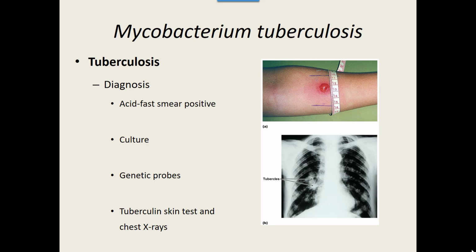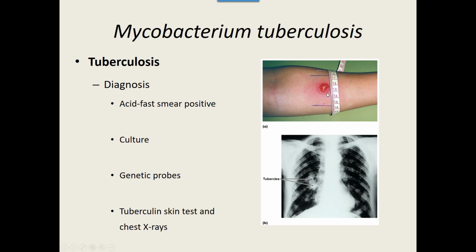Now, diagnosing it, one, they can look for that acid-fast positive smear, usually done off of a sputum sample, again, looking for it in those lung tissue. They can culture it out, they can grow it, they can look for the bacteria itself. They can do genetic probes looking for the DNA of the bacteria, or they could do a tuberculin skin test. Again, most of you had the TB skin test done, and I'm going to guess most of your results did not look like this.